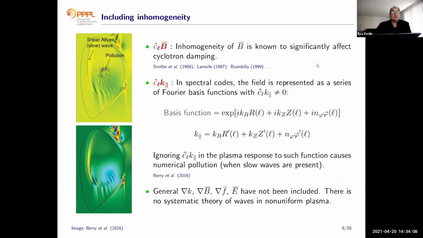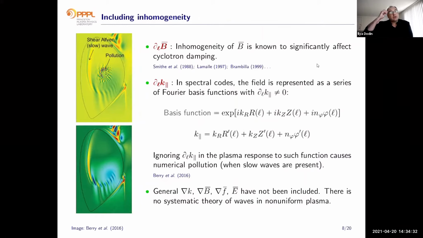This was understood in the past. And people, since the 80s, there were papers which addressed the inhomogeneity of the magnetic field. Recently, there was a paper in 2016 which addressed the inhomogeneity of the parallel wave number for these waves. What do I mean by inhomogeneity of the parallel wave number?